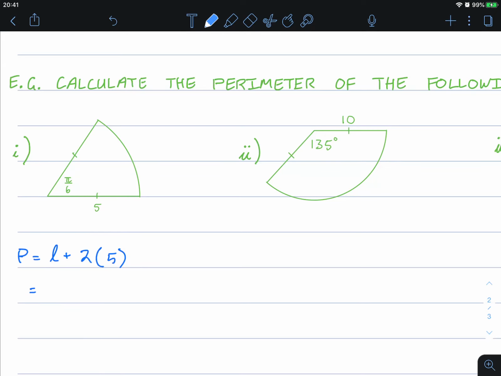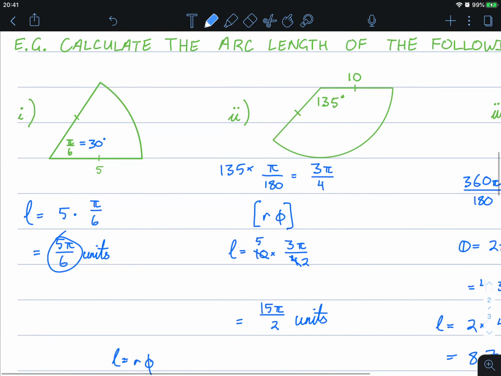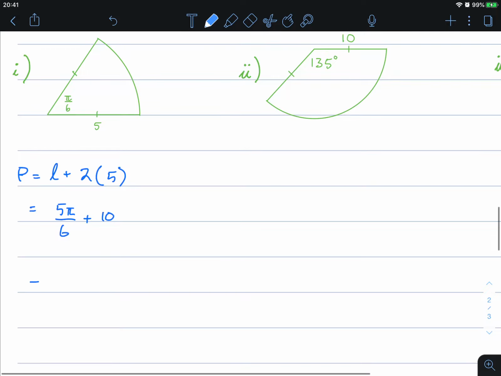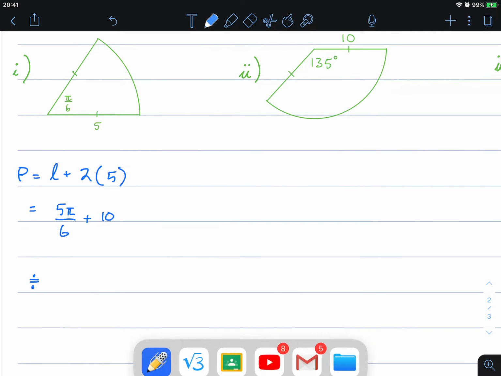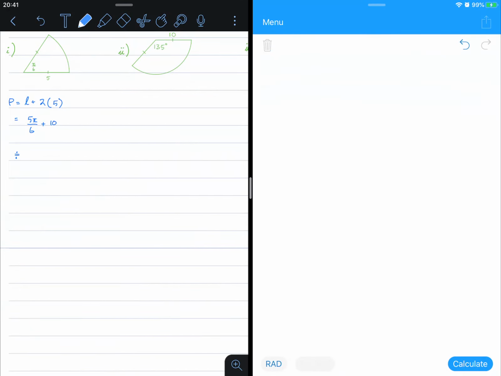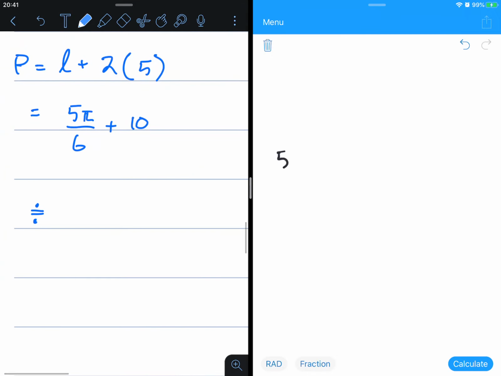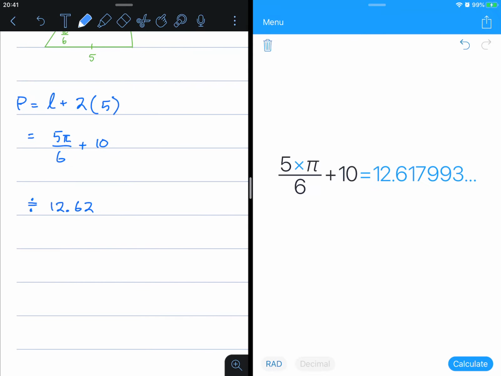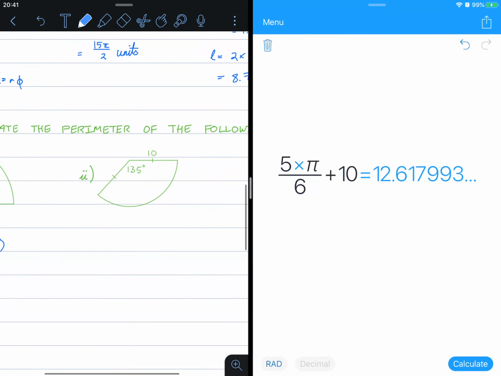But we've already calculated the value of L in this. That's 5 pi on 6. So 5 pi on 6 plus 10, which is approximately equal to 12.62 units. In this case, it's the same thing.